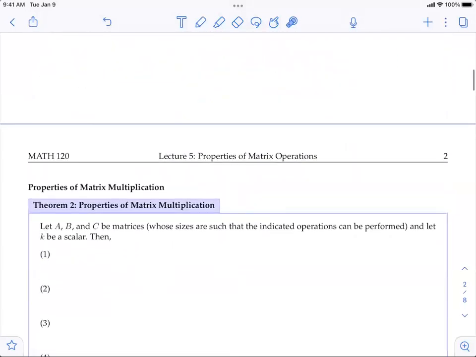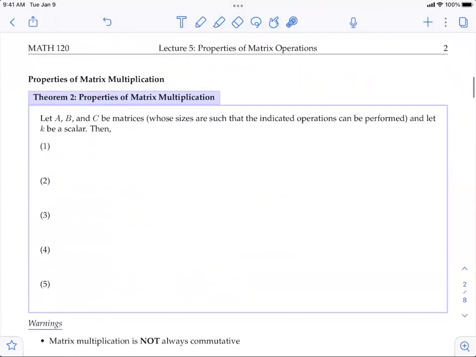Moving on to the next set of properties, the properties of matrix multiplication, which is a little bit more complicated because it's not as straightforward as you may think when you do matrix multiplications. Because doing matrix multiplication from the left is going to be different from doing the matrix multiplication from the right. And you will find out in a minute here.